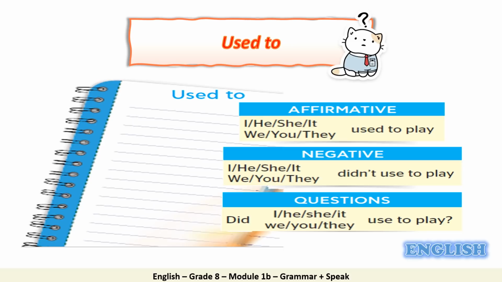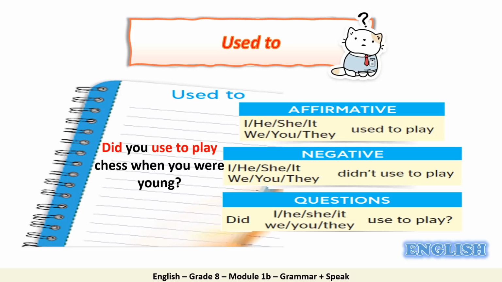To make a negative sentence, use a subject plus didn't used to plus the infinitive form of the verb and say, I didn't used to play chess when I was young. But to make a question, use did plus a subject plus used to plus the infinitive form of the verb and say, did you used to play chess when you were young?